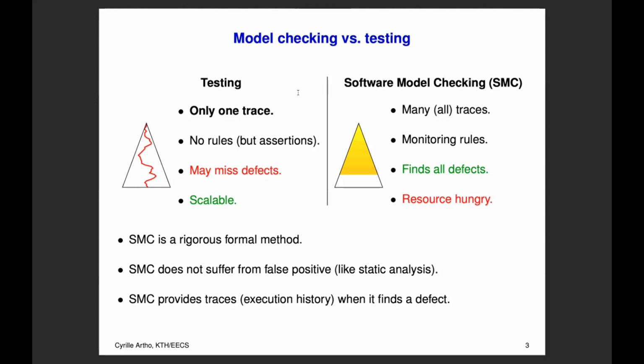On the right side, we see in principle how software model checking works. So it can explore all the traces that originate from this starting state and find all the defects, but it cannot necessarily explore them to the end. So depending on the search strategy, it might do breadth first or depth first, but you might not get the full triangle, you might only get a part of it.